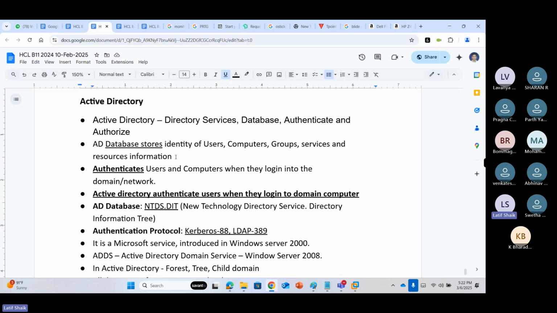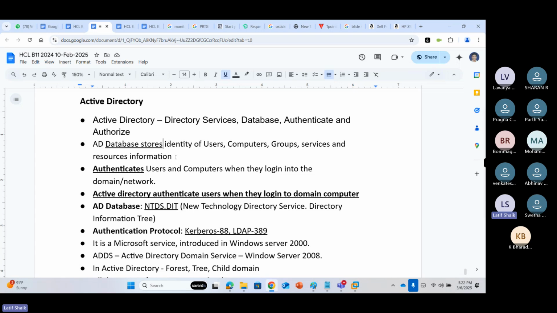What information? User, group, computer, services, and resource information is there in your database. In the domain controller, we saw Active Directory is the database, the domain controller database. So what does the database contain? Users, groups, computers, services, and resources.